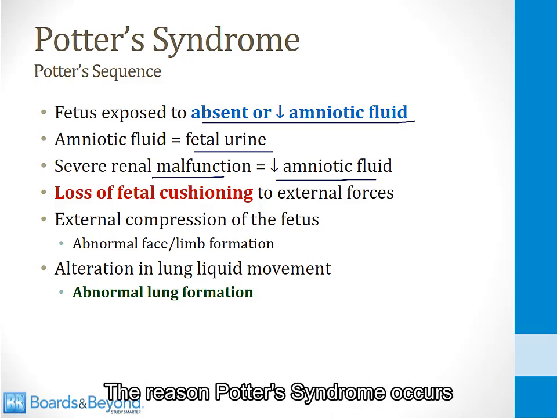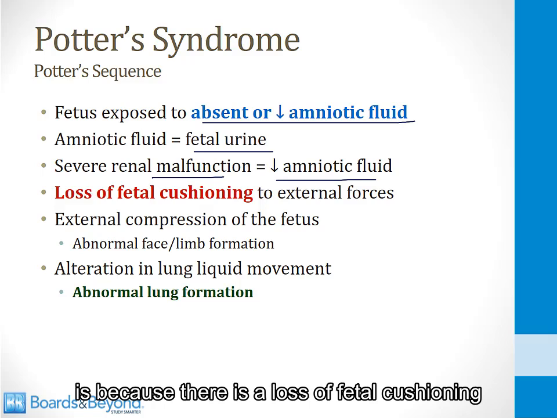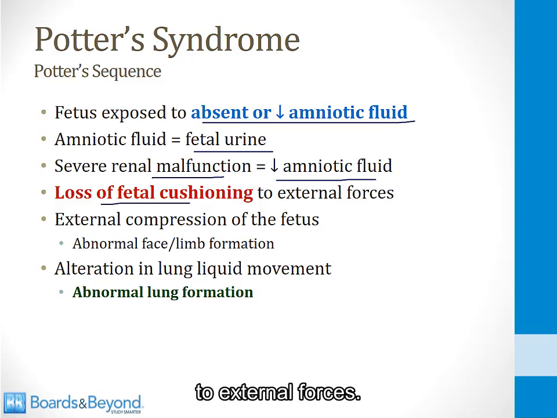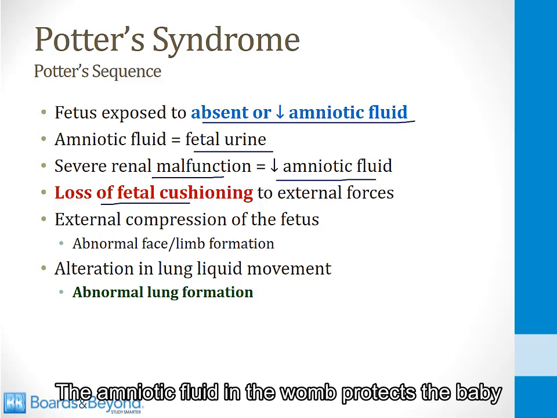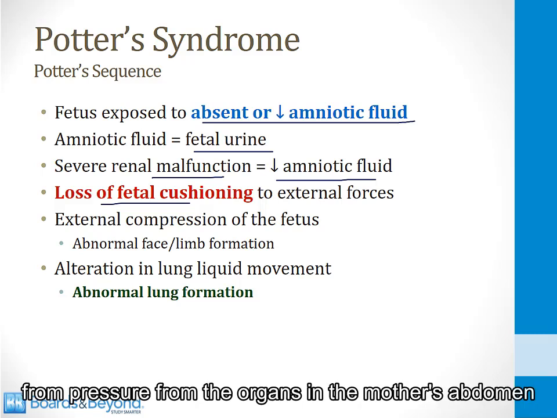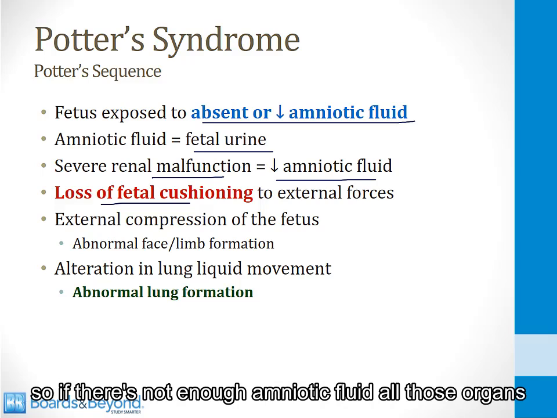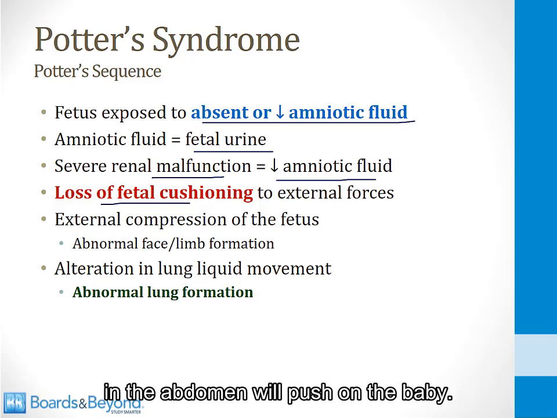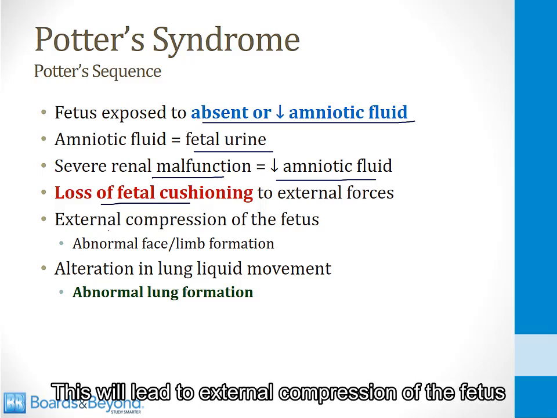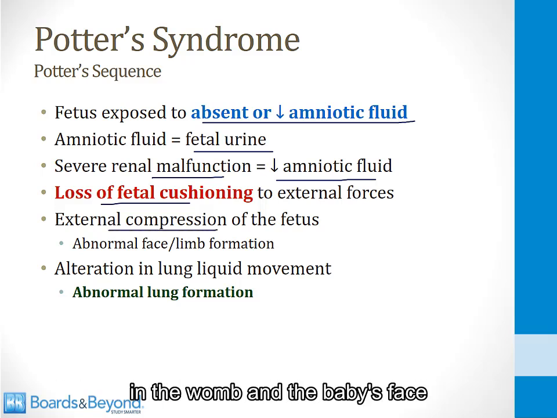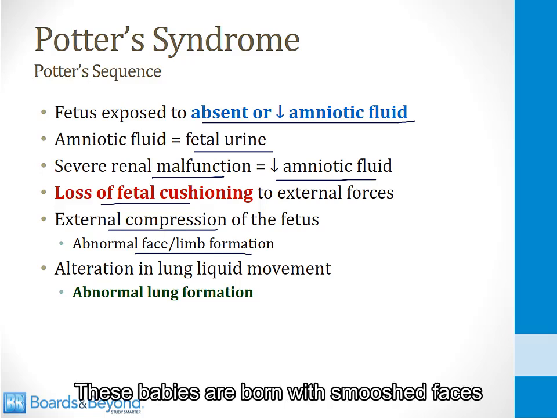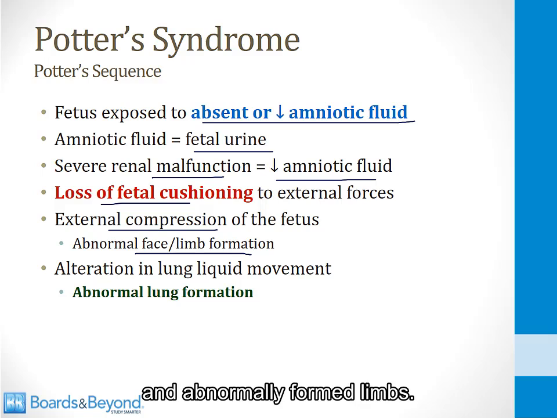The reason Potter syndrome occurs is because there is a loss of fetal cushioning to external forces. The amniotic fluid in the womb protects the baby from pressure from the organs in the mother's abdomen. If there's not enough amniotic fluid, all those organs in the abdomen will push on the baby. This will lead to external compression of the fetus in the womb, and the baby's face and limbs won't form normally. These babies are born with smushed faces and abnormally formed limbs.